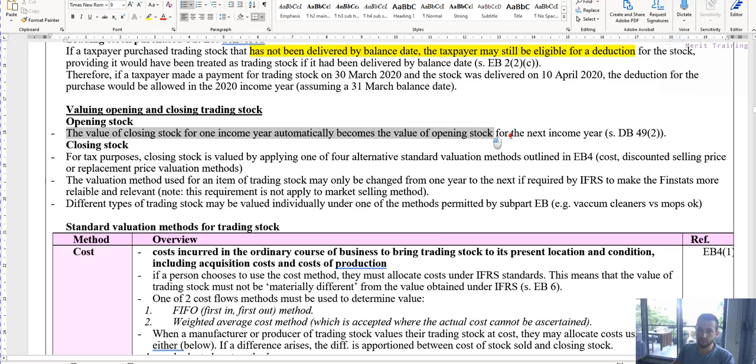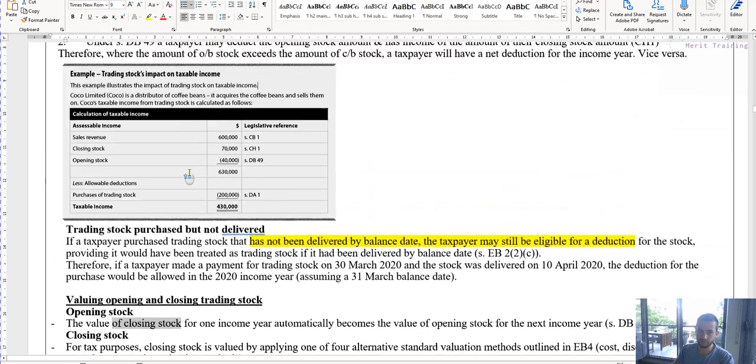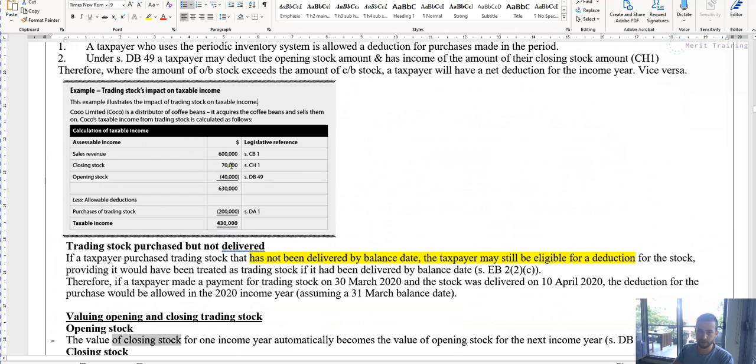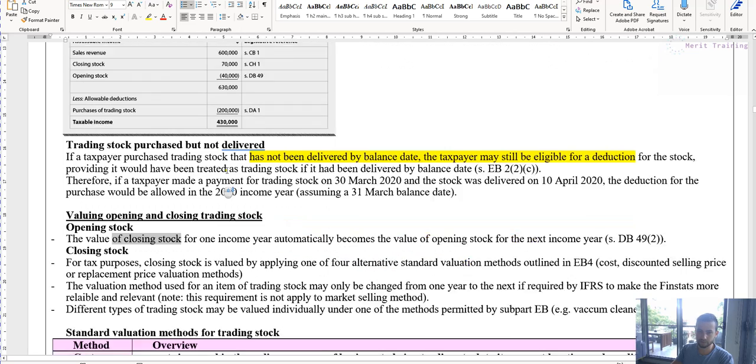So the opening stock from one year to the next is pretty straightforward. It's just whatever the closing stock was from the previous year. So for example, if our closing stock this year was $70,000, next year when we do the calculation, it's just going to be negative $70,000 down here.